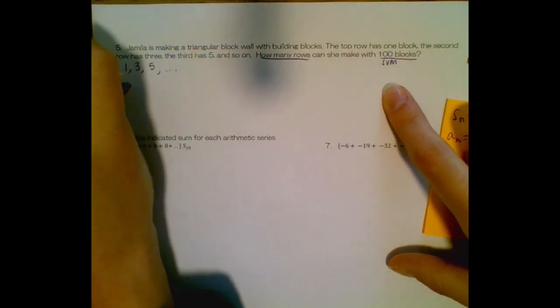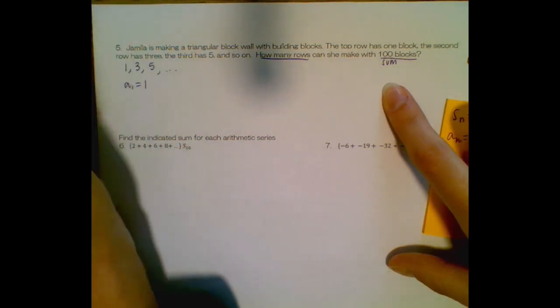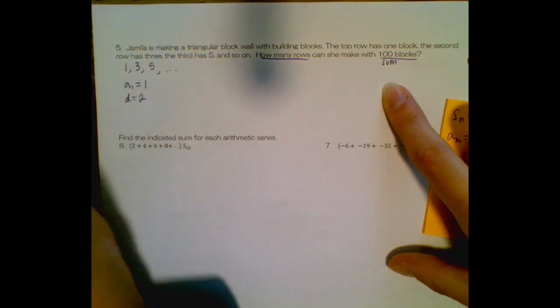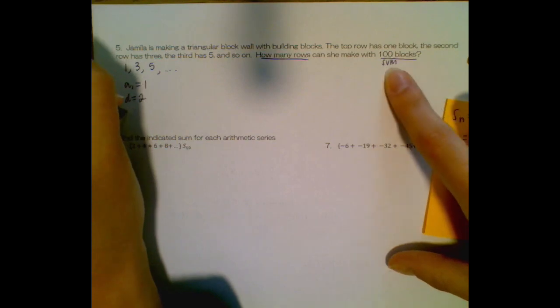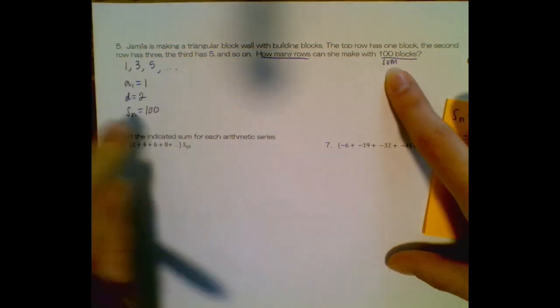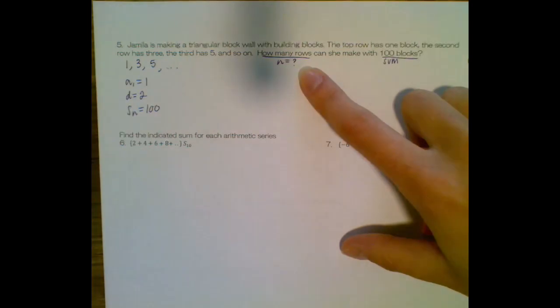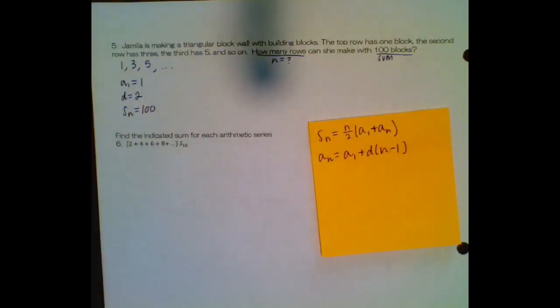So our a sub 1 is 1. That was the first term. Notice our common difference is 2. We're adding 2 each time. We have a total sum of 100 blocks. We don't know how many rows. So the how many rows is the n value that we're trying to find, okay? So we kind of have to use both of these formulas and kind of work backwards here, okay?